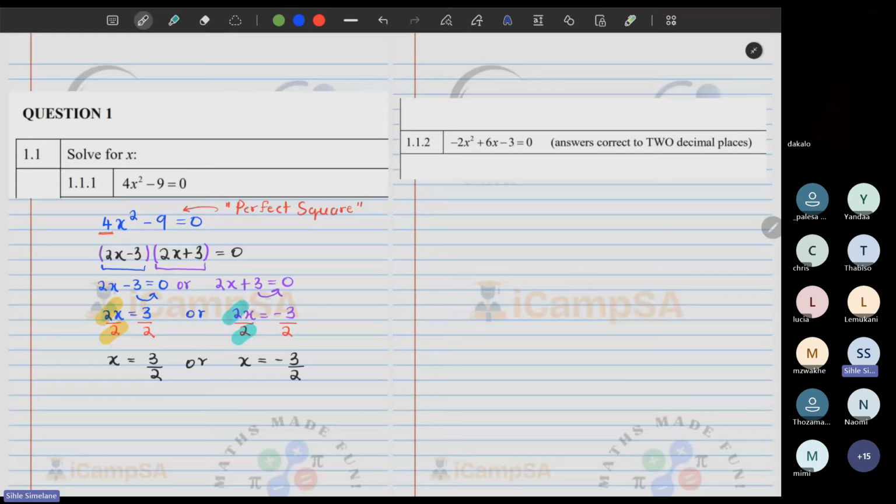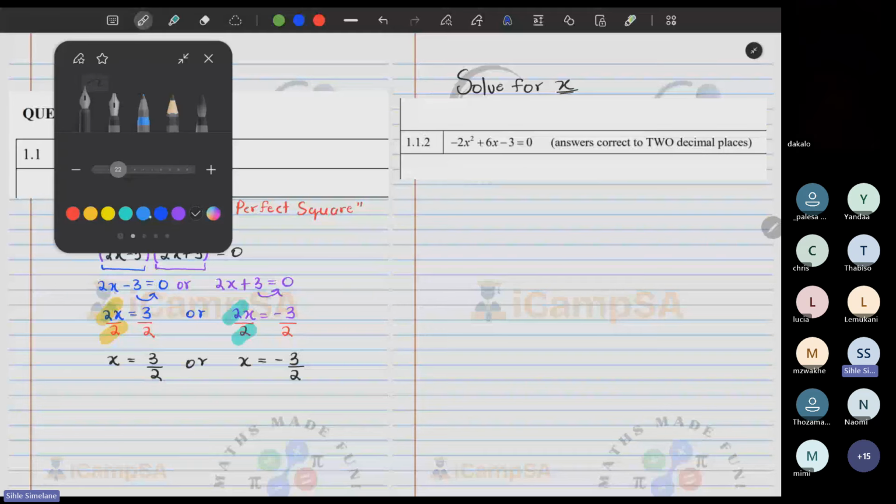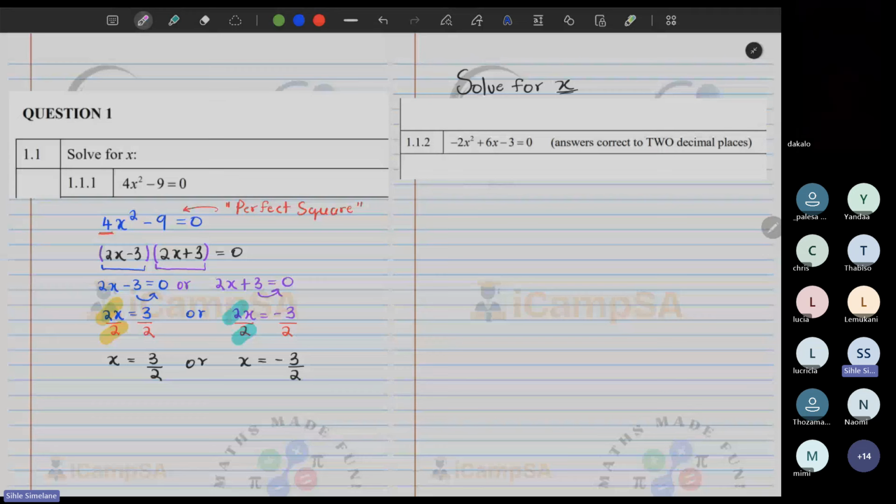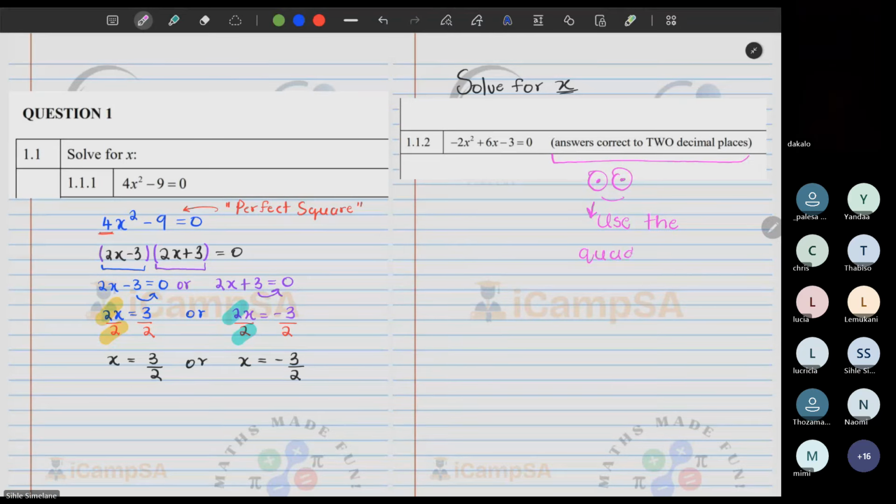Okay. We are still on question 1. Even on the second one, what we are required to do is to solve for x. Once we see this, guys, very important. Once they tell us about rounding off to 2 decimal places, what should we smile and think of? What should we use whenever we see such a statement? Quadratic formula. Yep, on point. So we should use the quadratic formula.